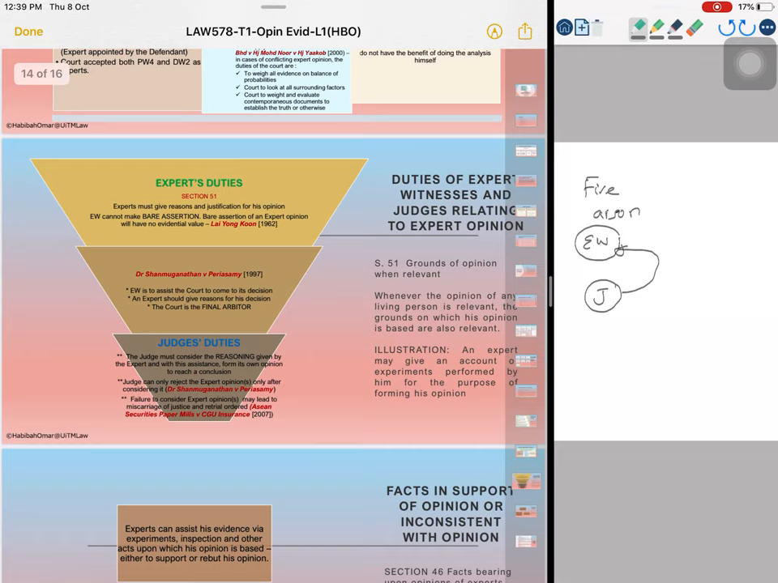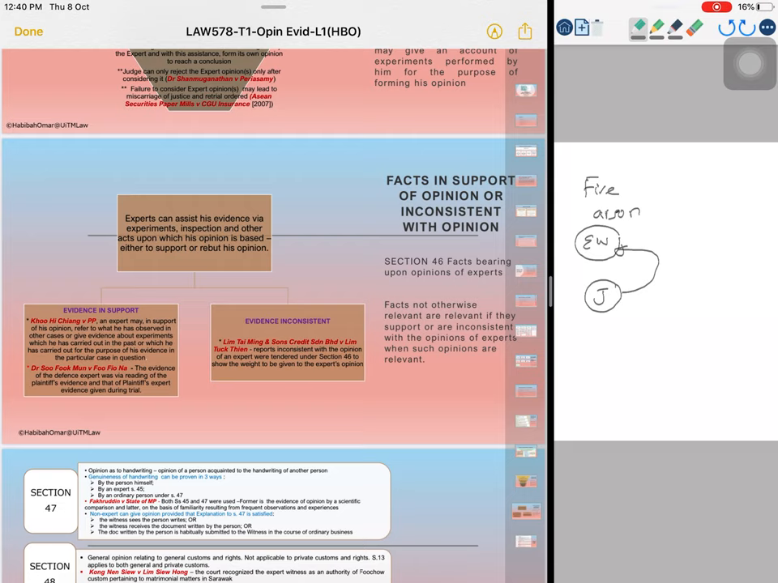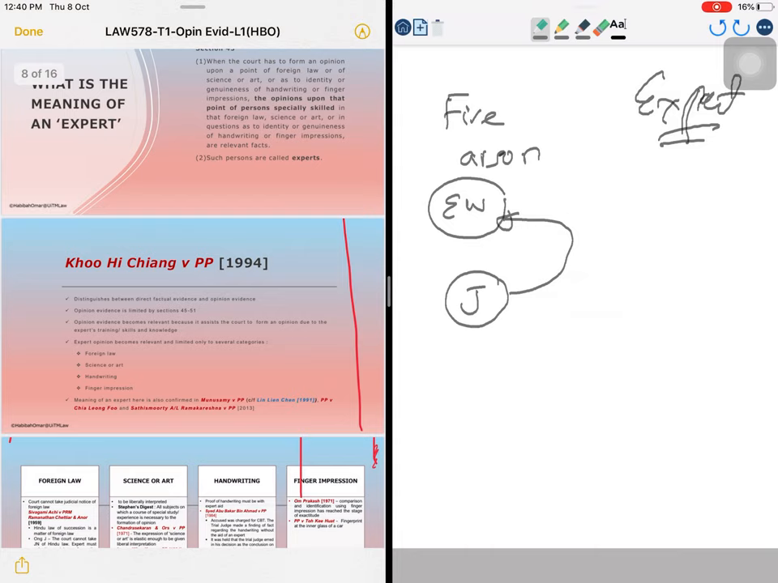Okay, so that will be basically what we have covered so far, Section 45, and the opinion of the expert, the justification will be under Section 51. Now, another section that you can look at will be Section 46, also talking about opinion evidence. Now, Section 46 says facts bearing upon opinion of experts. Facts not otherwise relevant are relevant if they support or are inconsistent with the opinion of experts, even such opinions are relevant. Now, what does this section mean? Yeah, if you have an expert giving evidence in the court, the expert may relate to some other evidence.